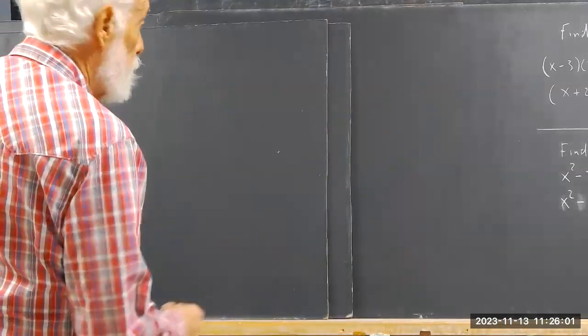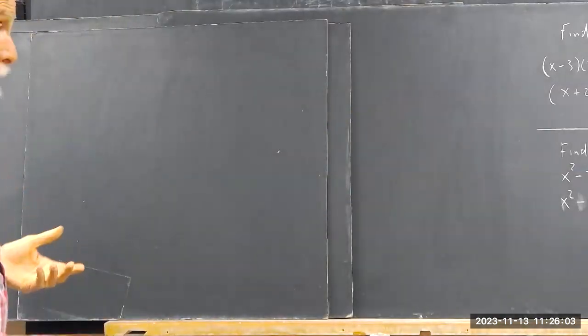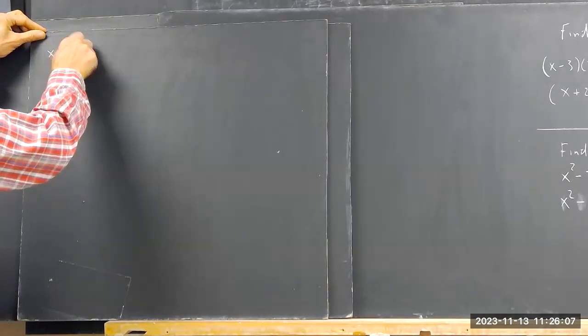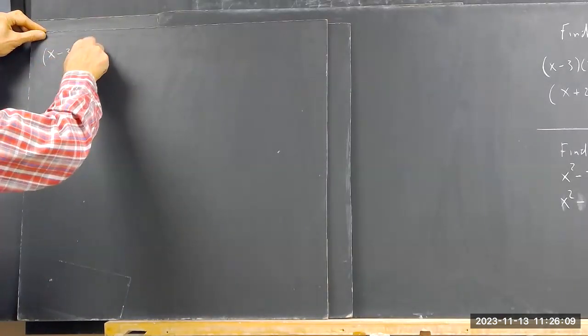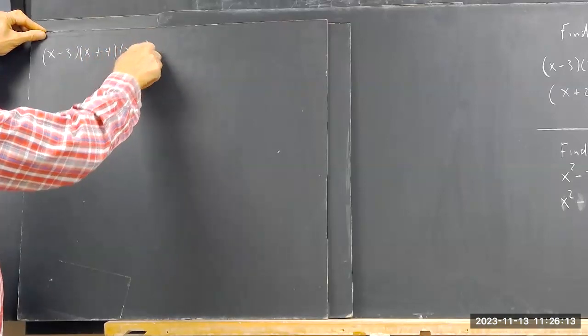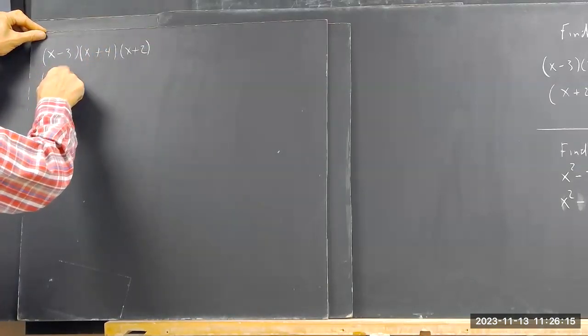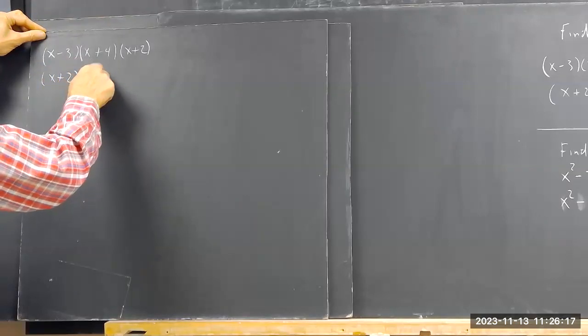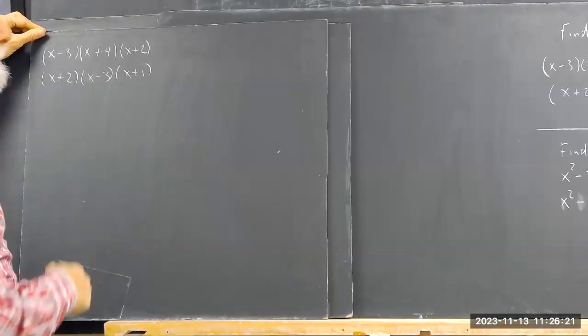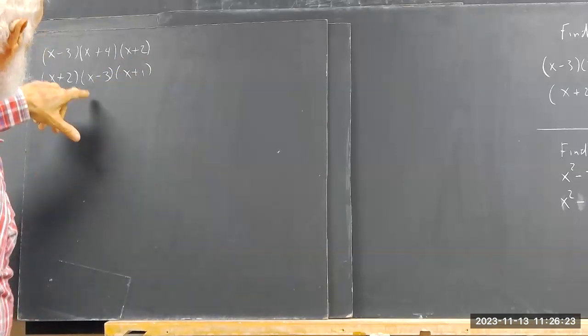Over there, we can't see all of it. We've got a couple of expressions. We want to find the least common multiple. First one, we have x minus 3 times x plus 4 times x plus 2. And the second one, we have... I think that's right. I kind of smudged a little bit of it.